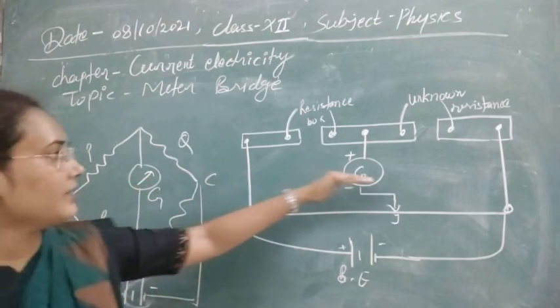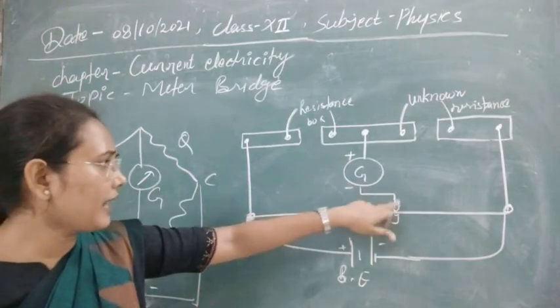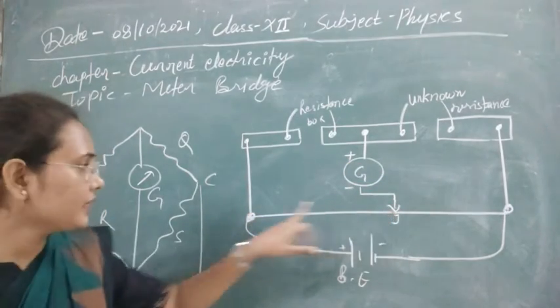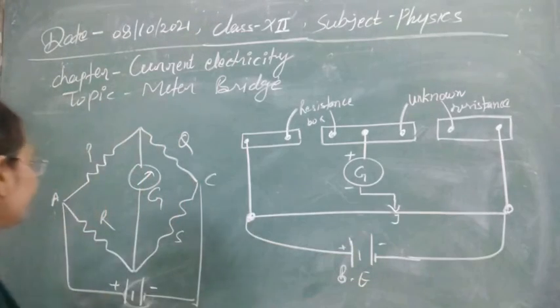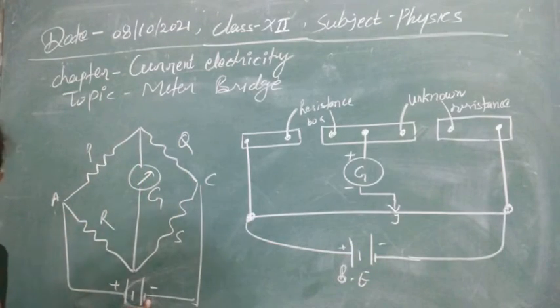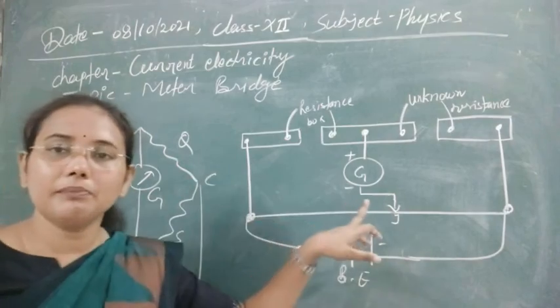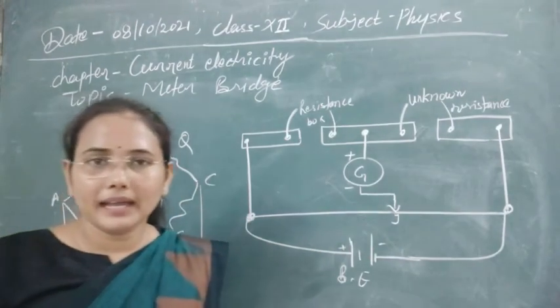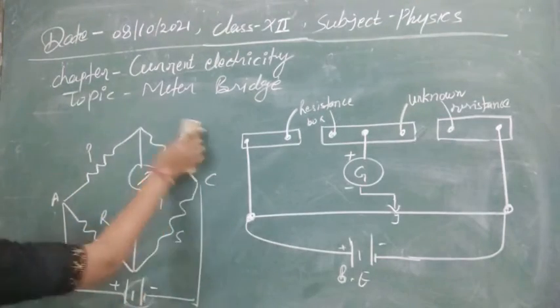Now we are connecting the galvanometer. That galvanometer is connected to this end. It means that the circuit is now completed. By these two ends we have connected the battery. This circuit is also completed. Now it means our meter bridge is converted into the form of a Wheatstone bridge. So we can also apply the formula of the Wheatstone bridge from here.